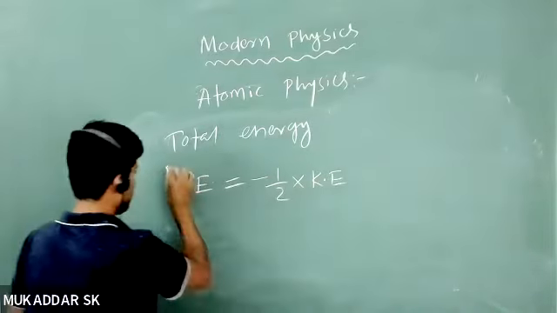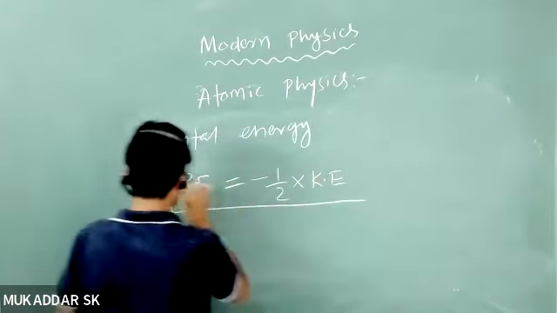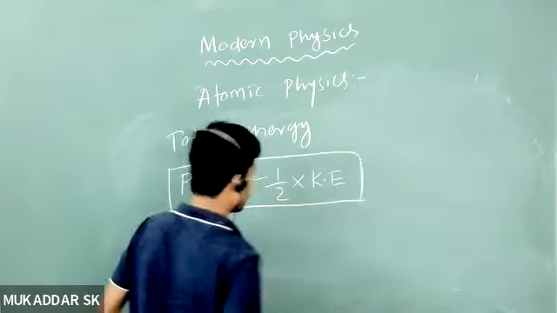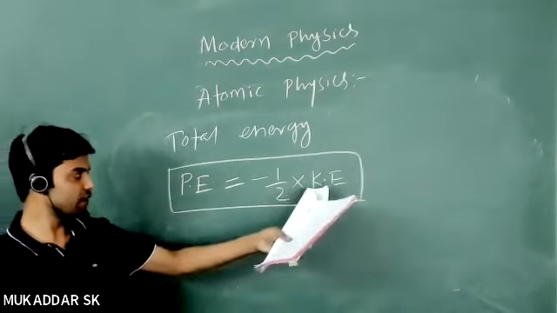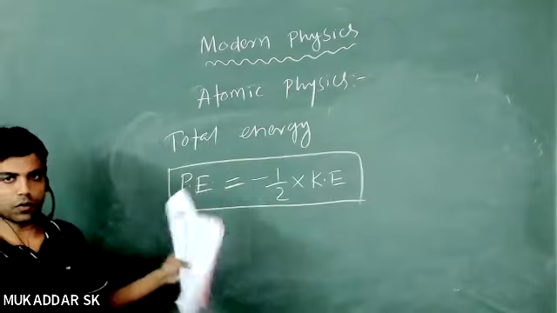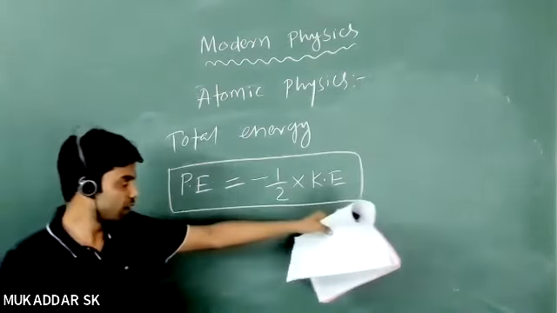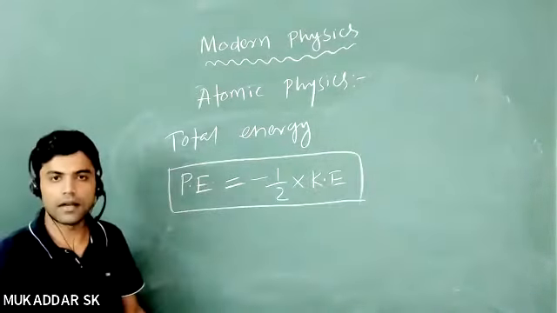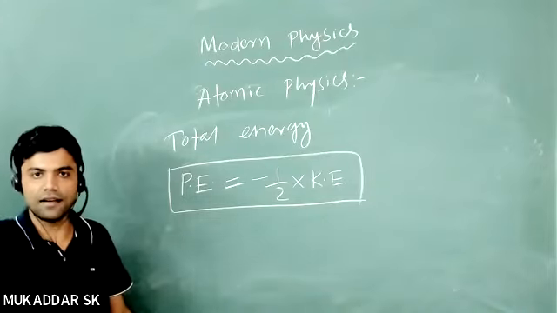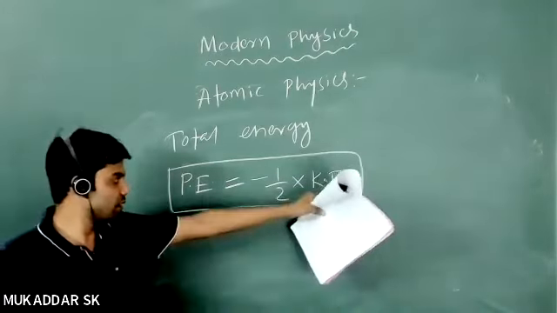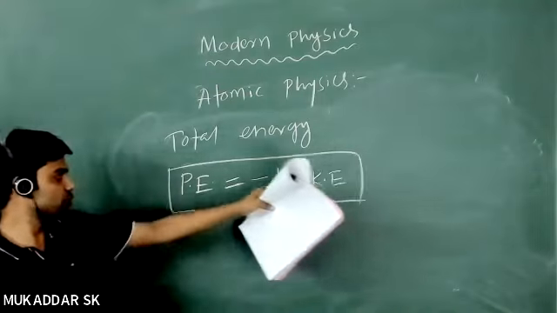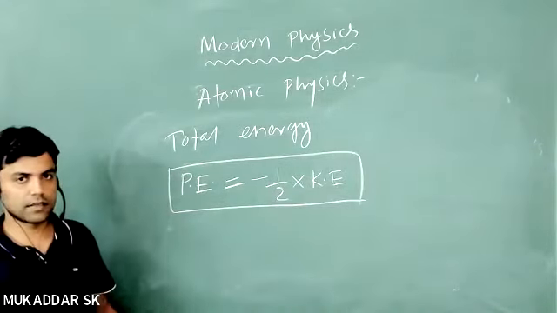Please keep in mind, you have learned in planetary motion that kinetic energy should be minus half of potential energy. It is related to this also, because the orbiting electron is like a planet, right? So this is the relation between kinetic energy and potential energy of that electron.